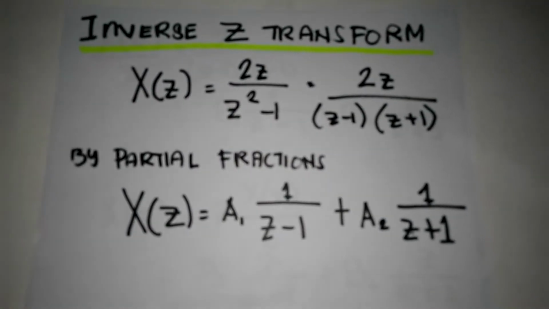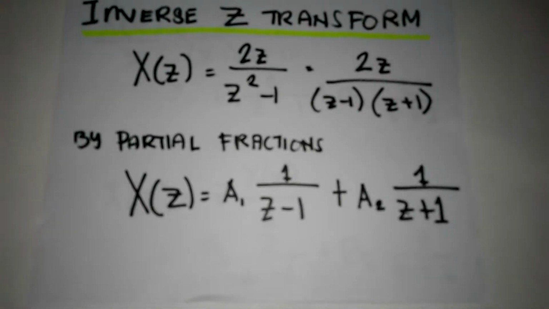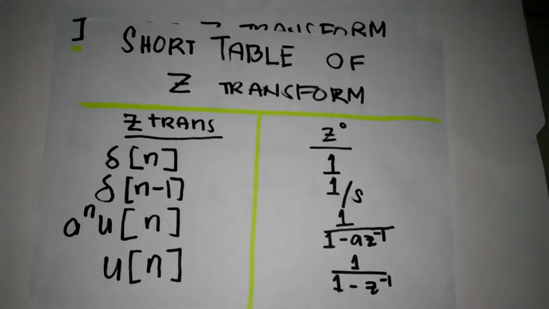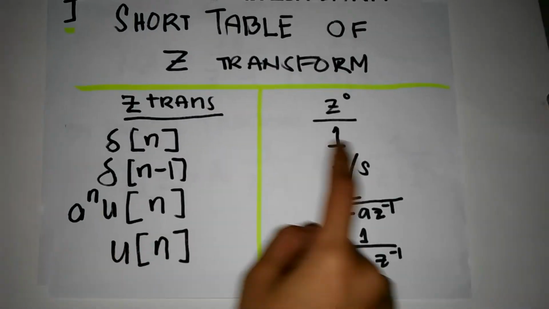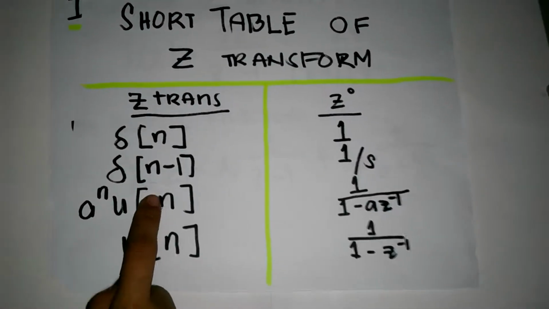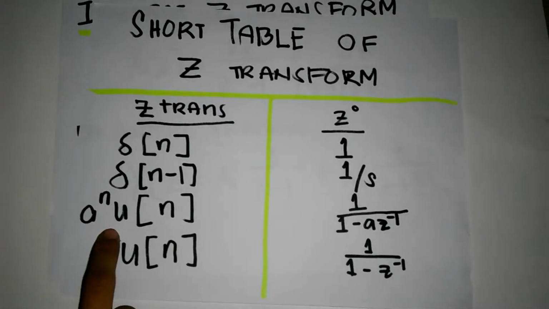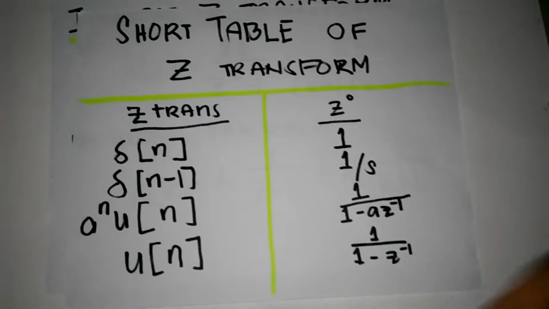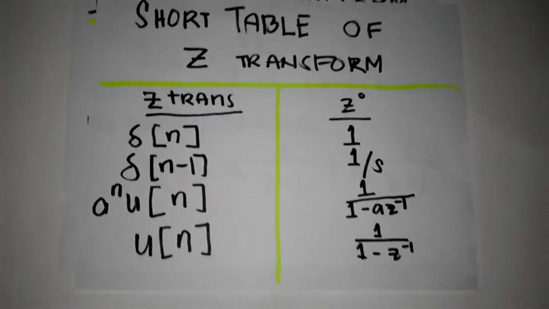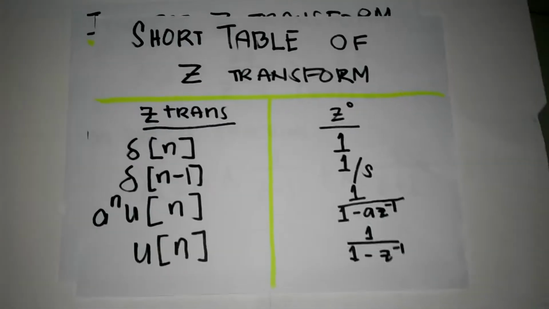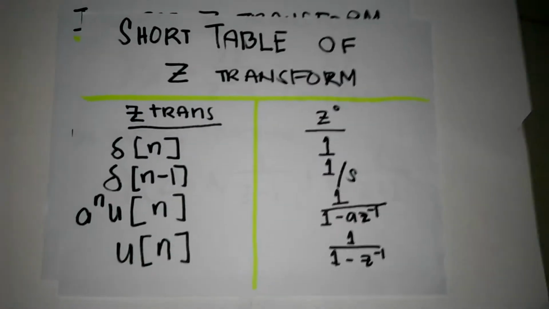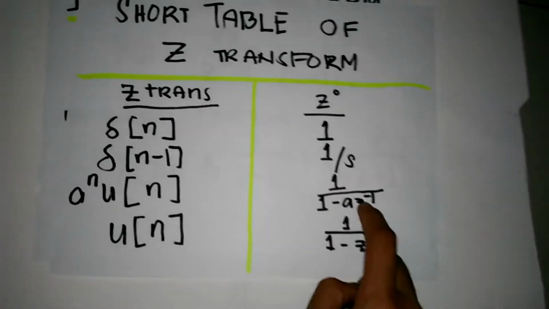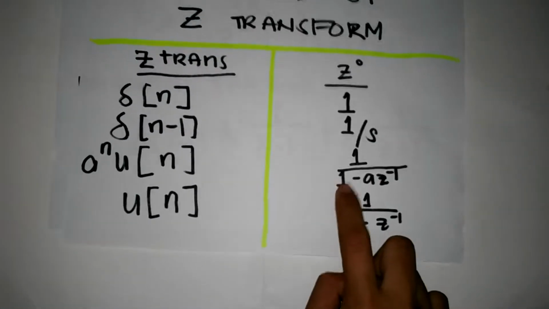So, the inverse Z transform. But before we start that, I'm going to show you a short table of the Z transform. Delta n is equivalent to 1, delta n minus 1 is equivalent to 1 over z, a raised to n times u[n] is equivalent to 1 over 1 minus a z raised to negative 1. Actually, it should be z over z minus a, but then we multiplied it by z raised to negative 1 so that the z cancels out. So the numerator becomes 1 as well as this one.